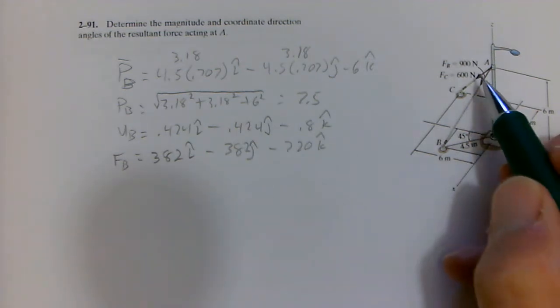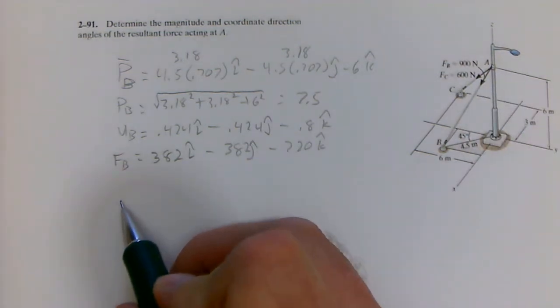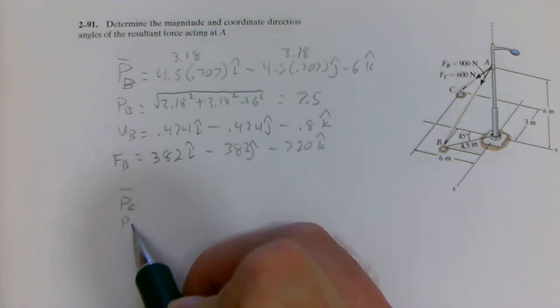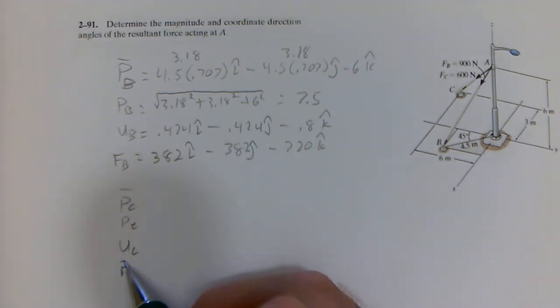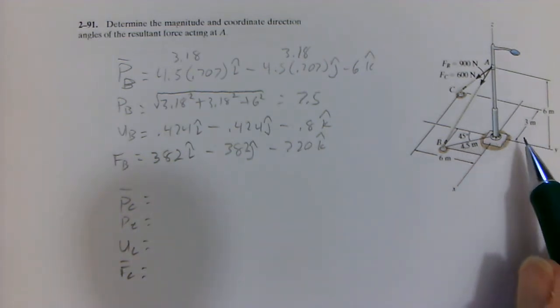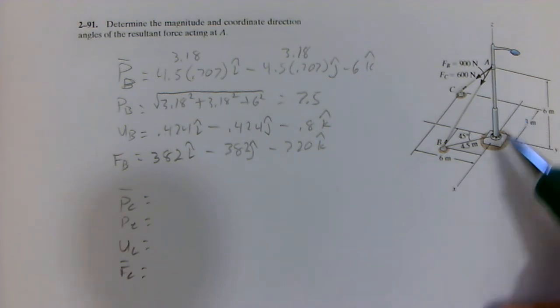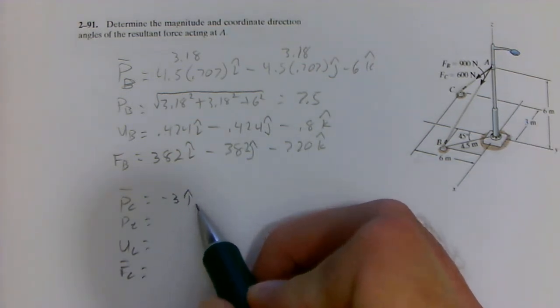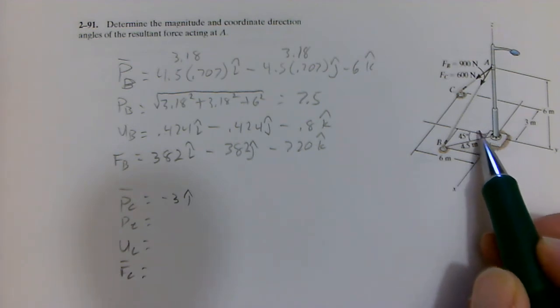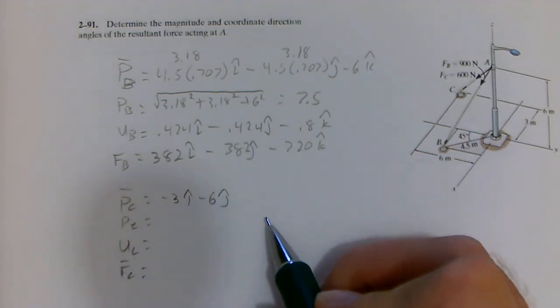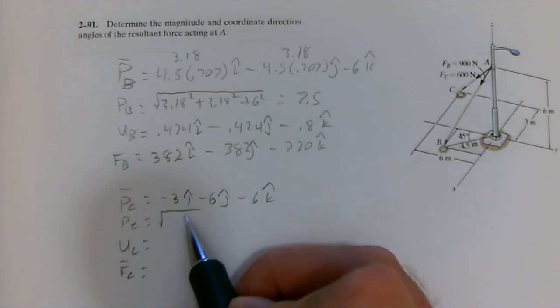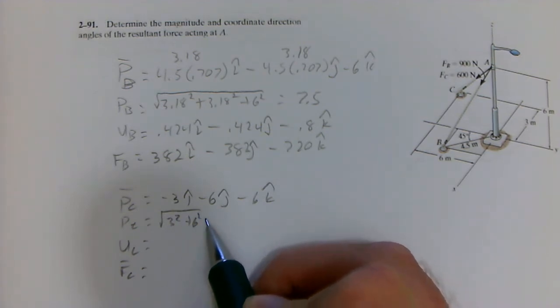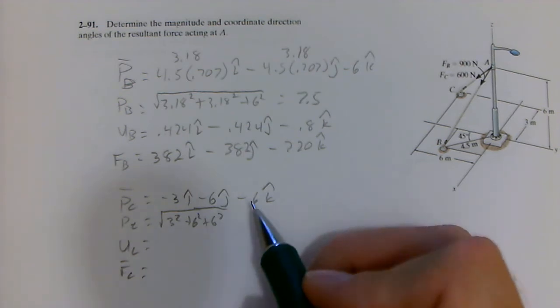Now we're going to do the same thing for force vector C. So we're going to do position of C, magnitude of position of C, unit vector of C, and force vector of C. And in the x direction, the position vector is going a negative 3. And in the y direction, it's going a negative 6. And in the k direction, it's negative 6 again. And so the square root of 3 squared plus 6 squared plus 6 squared is 9.